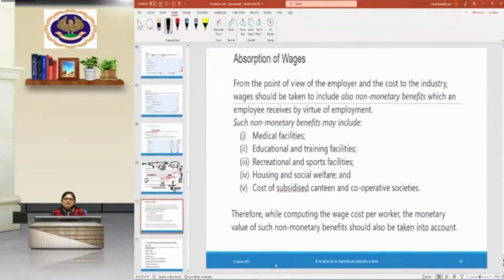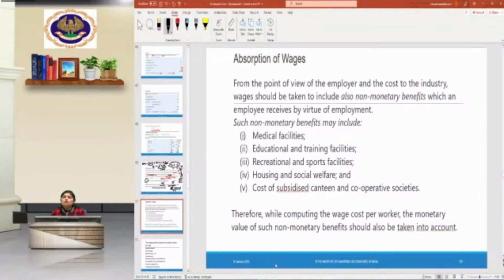So let's understand the next topic, which is absorption of wages. See, normally what happens is the worker gets mostly monetary payments. Whatever is given to the employee is a mix of both monetary and non-monetary. Non-monetary means facilities in kind. So whatever facilities in kind are given to the worker also carry a cost. The facilities are in kind, they are non-monetary, but those facilities also carry a cost for the organization.